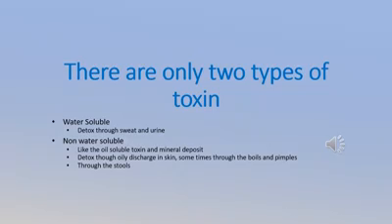When it comes to toxin, there are only two types of toxin in the body. One is water soluble, one is non-water soluble. The water soluble normally detox through the sweat and urine. The non-water soluble, sometimes they are oil toxin, or minerals like calcium deposit inside the body, the calcium stone. Normally they detox through discharge in the skin, and sometimes through boils and pimples on the skin. Most of this insoluble toxin is also discharged through the stool.